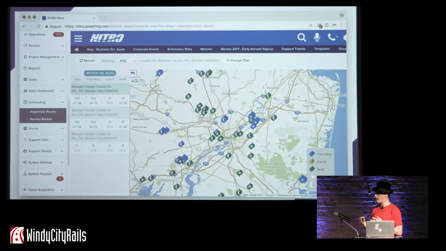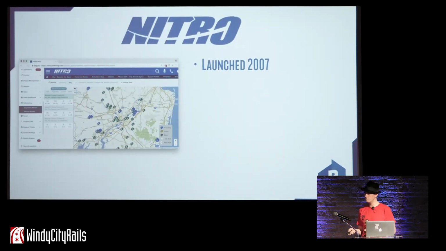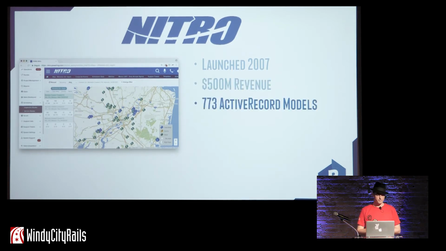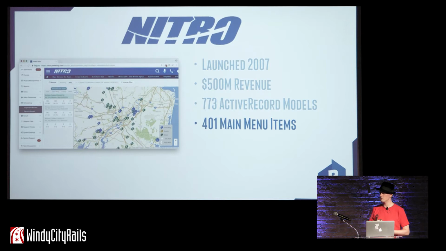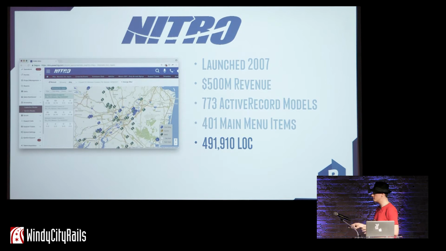So as you can imagine, this app is big. It does a lot of things. It was first launched in 2007, so just coming up on 10 years. It runs $500 million a year in revenue through the business. Literally every single transaction the business does goes through this app. There are approximately 773 ActiveRecord models. I say approximately because I did that yesterday. There are 401 main menu items, at least the ones that I can see, based on my permissions. There are probably more than that in the app itself. And just under 500,000 lines of code. So I'm not saying this is the biggest Rails app ever. It certainly isn't. But it's significant, and the weight of it is starting to show.